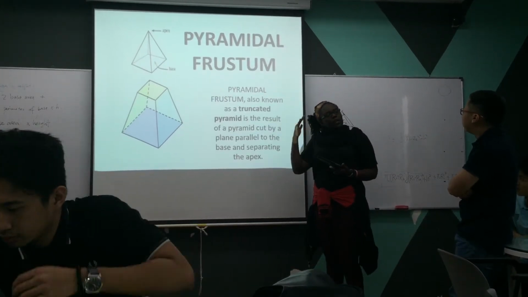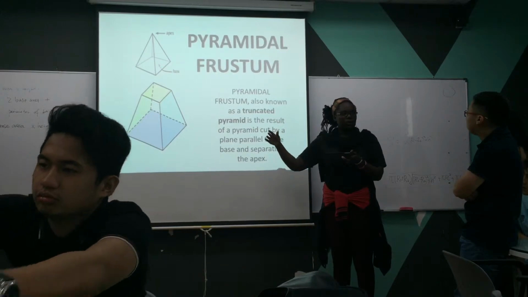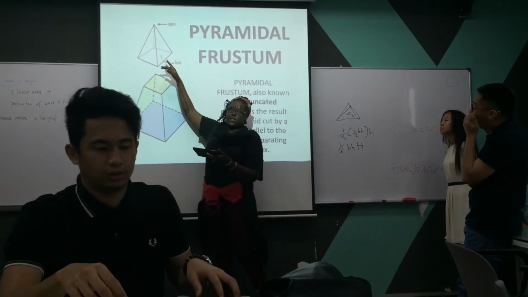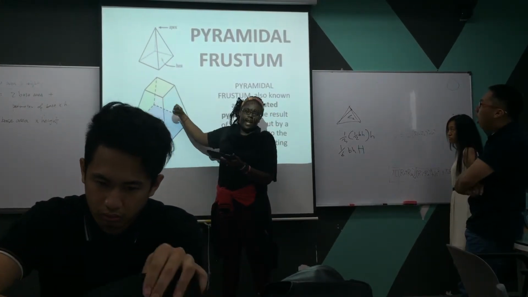Basically, it's already been explained. It's exactly the same as in our previous videos. It's basically just taking the tip off and moving it away. So you're trying to find the surface areas of both, to find the area.